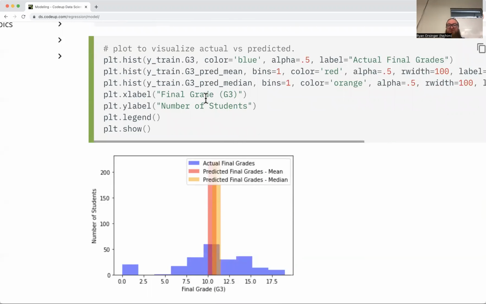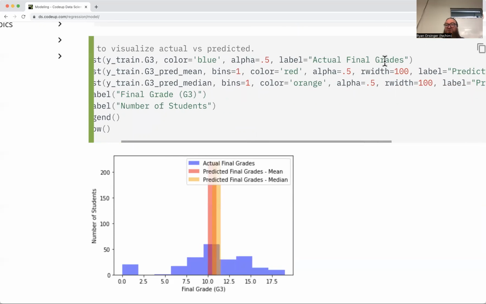So I've got a little visual here. Basically, all this is doing is showing the actual final grades as a distribution. That's the blue histogram. And then the orange and yellow vertical lines are showing a median and a mean, respectively. The orange and the yellow have a red in the middle because they've got a little bit of overlap there. It's just a function of the width of those.